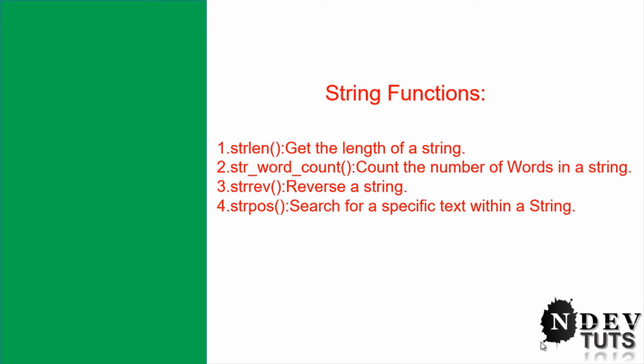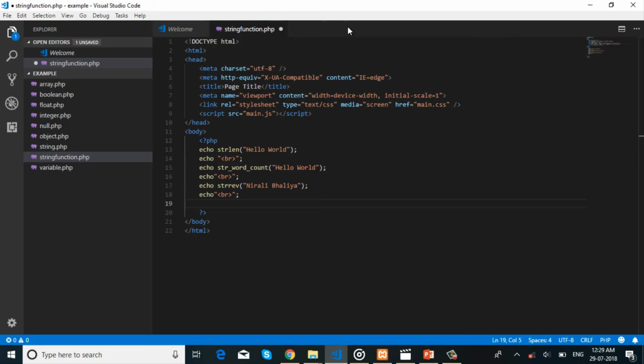Next string function is strpos, the string position function. It's used to search for a specific text within a string. Let's see the demo of the string position function. Here is an example of searching for the text world in the string hello world.